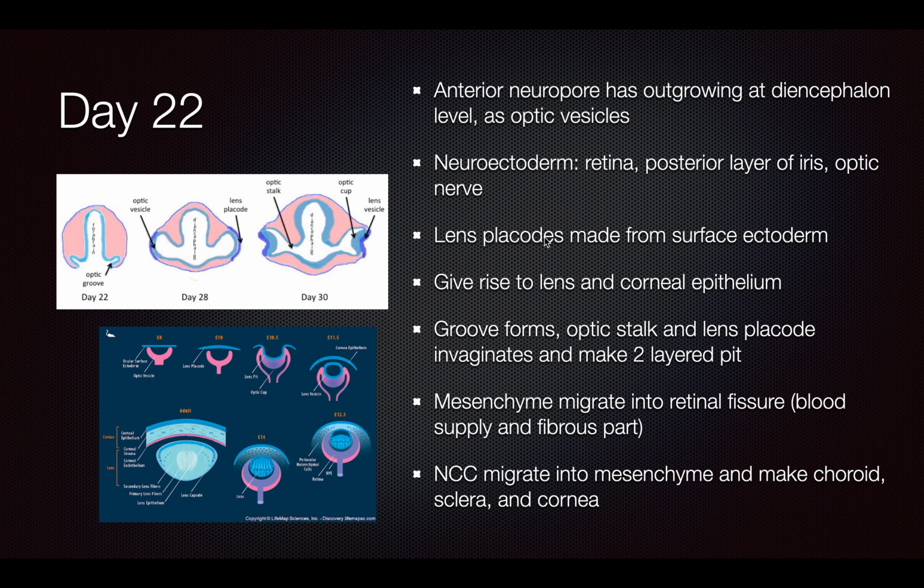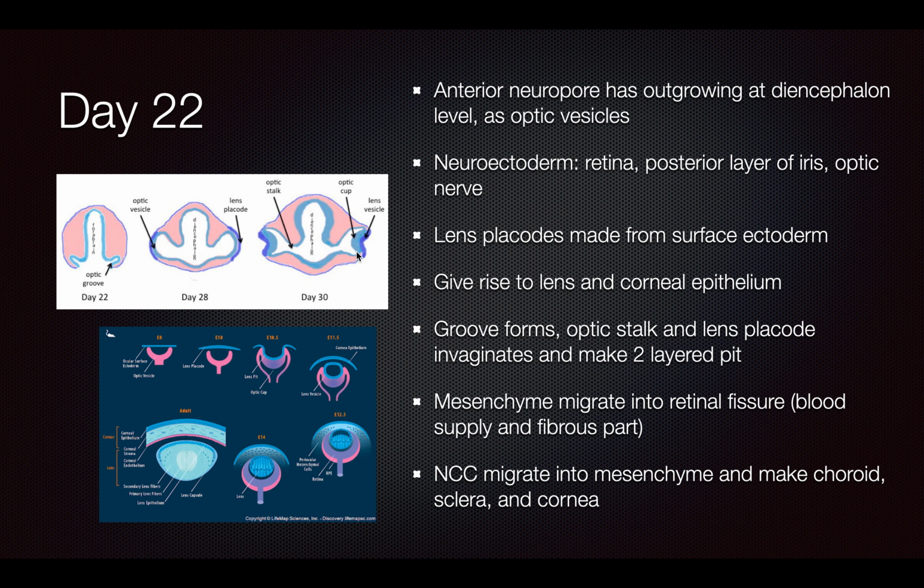The lens placodes, on the other hand, are going to be made out of the surface ectoderm, and those will eventually give rise to the lens and the corneal epithelium. So as you can see here, it invaginates in and then eventually forms the hollow circle or sphere. Sorry.